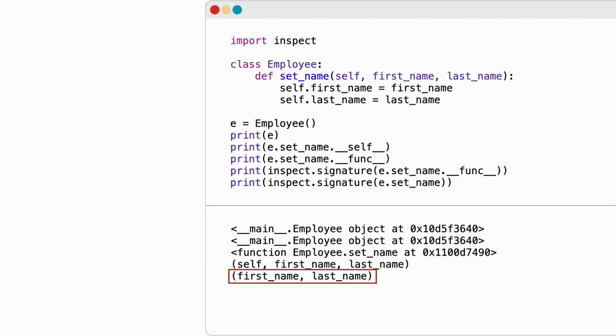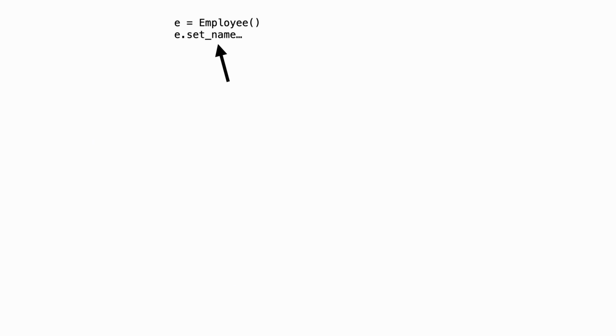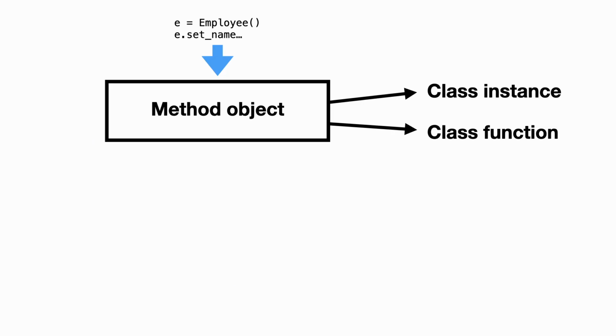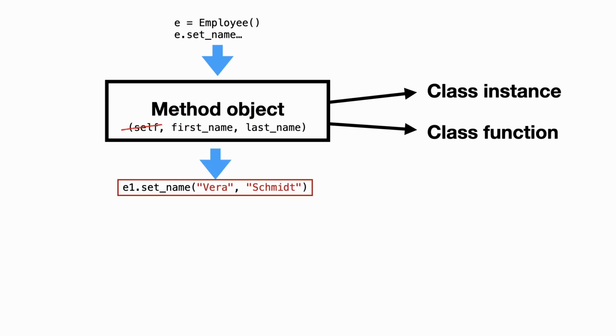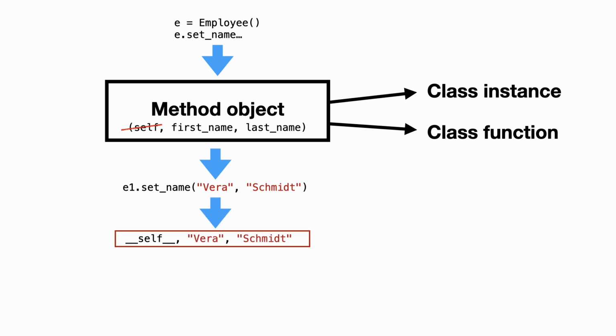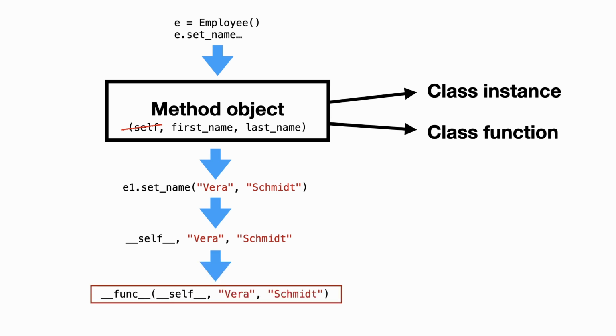So here is what happens. When a class function is retrieved, a method object is created with a reference to the class instance and class function. The bound method object is callable and its signature is the same as the class function, minus the self parameter. The setName method object is called with a first name and last name. The method object creates a new argument list with __self__, first name and last name, and calls __func__ with the new argument list. And that is quite a deep dive into Python methods.